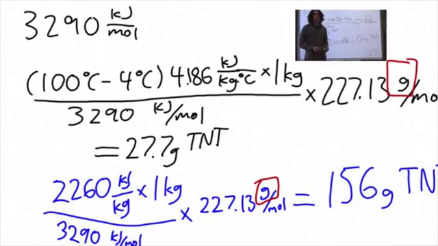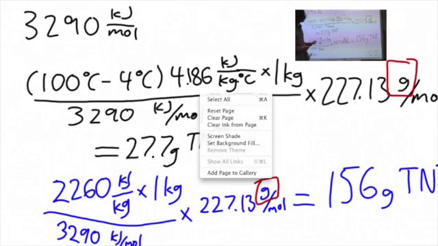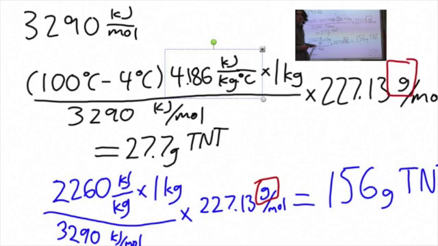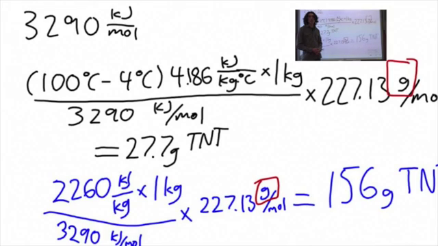So here we have used the specific heat of water and the heat of vaporization of water to calculate how much energy we will need to change the temperature of the water and to boil away that water. And we can use the energy content of a fuel and the molar mass of that fuel to figure out how much fuel we'll need to accomplish such a change.